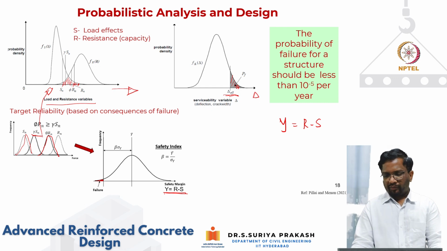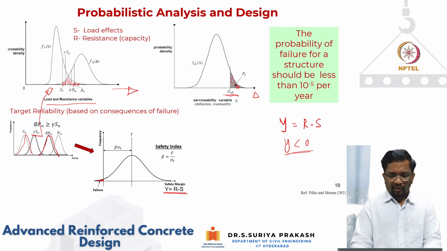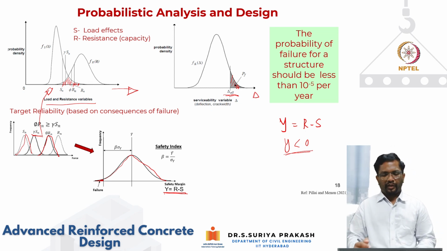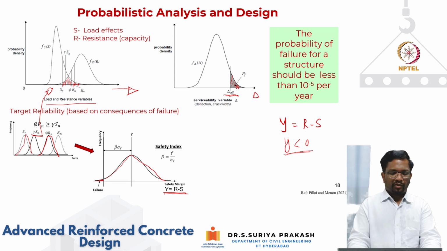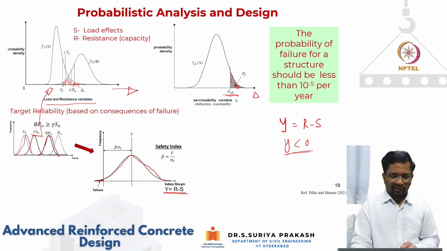When this happens, we want r should be greater than s. So when y becomes less than 0, then it is our failure. If you plot this y, which is the safety margin, again it is going to follow a normal distribution, where I can define my safety index as the ratio of your mean safety margin divided by the standard deviation. In other words, beta is going to be y bar divided by sigma y, where sigma y is the standard deviation of your safety margin.